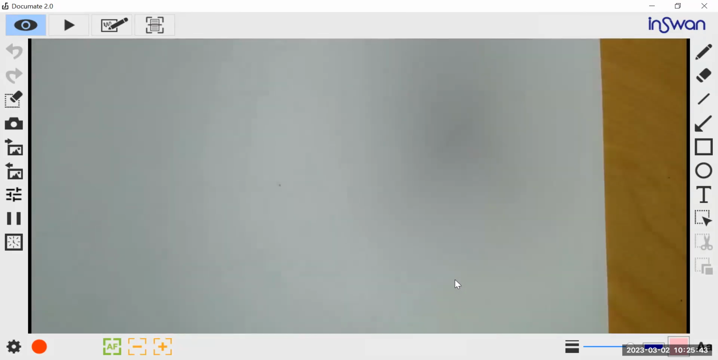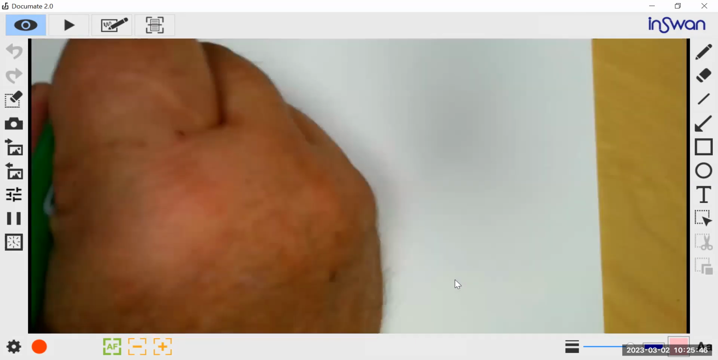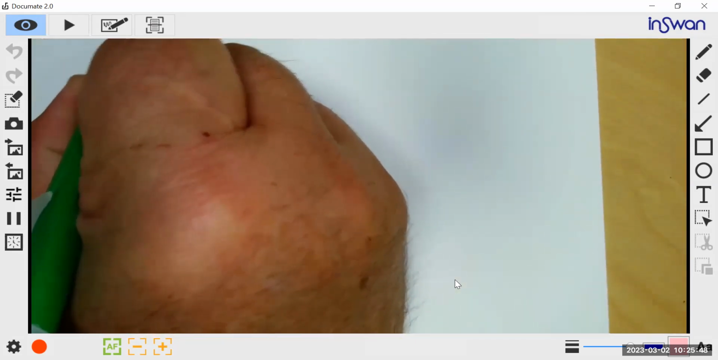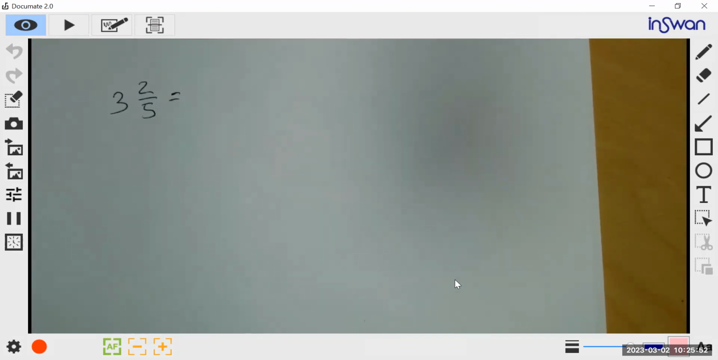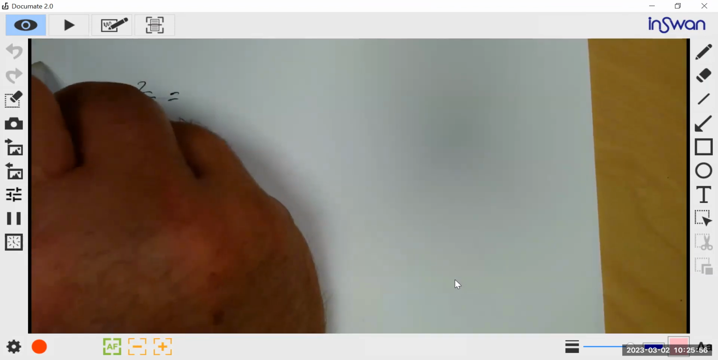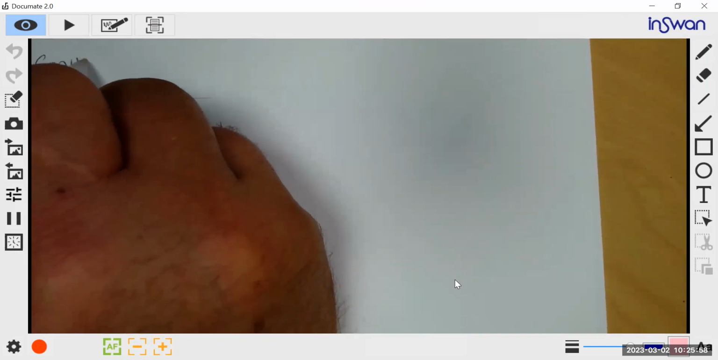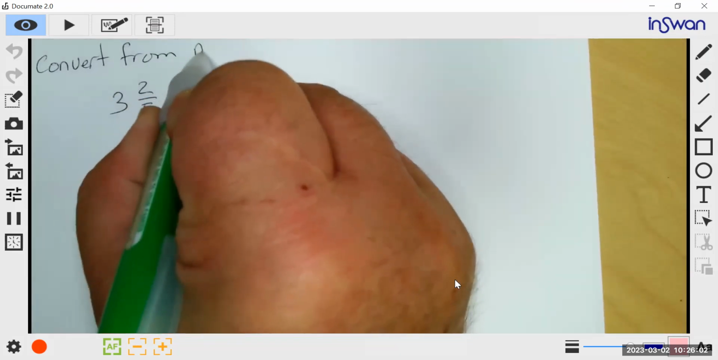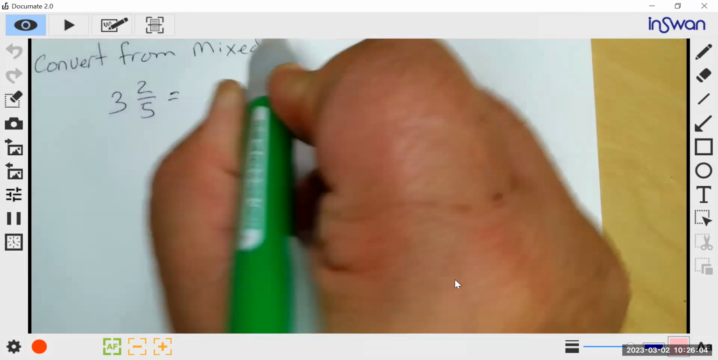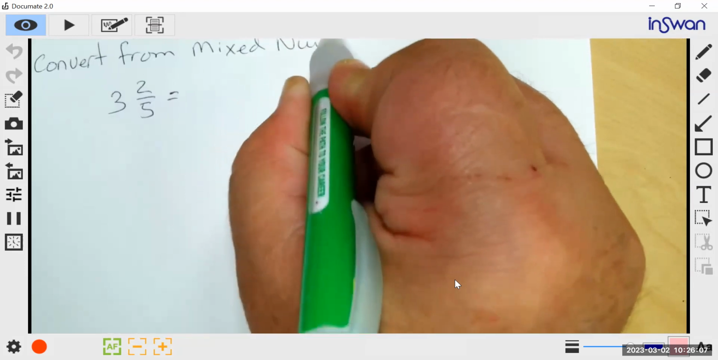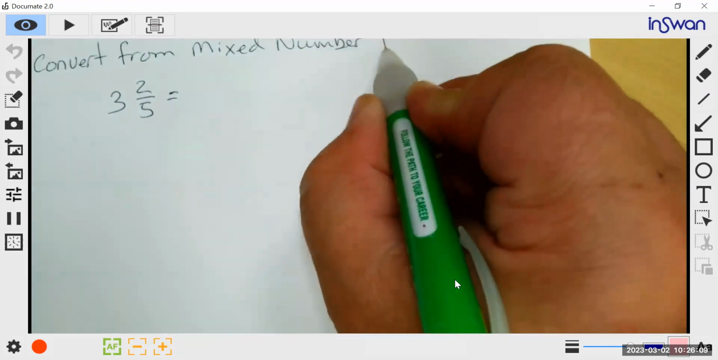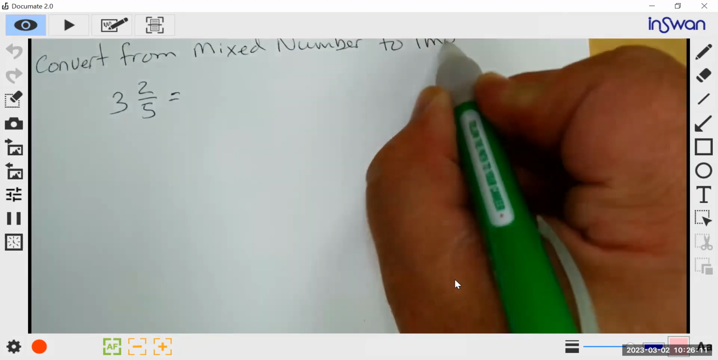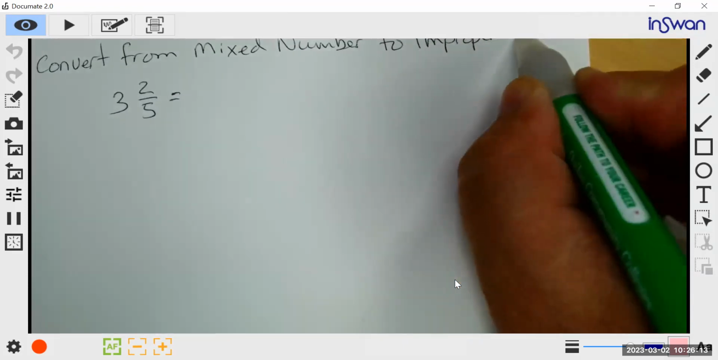All right, what if I gave you this? What if I gave you a mixed number? I want an improper fraction. Convert from mixed number to improper fraction.